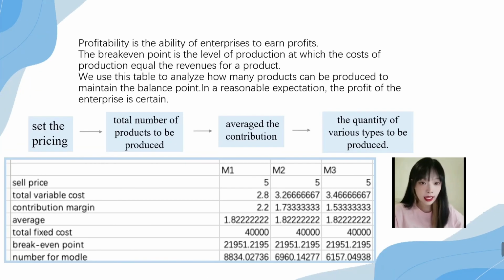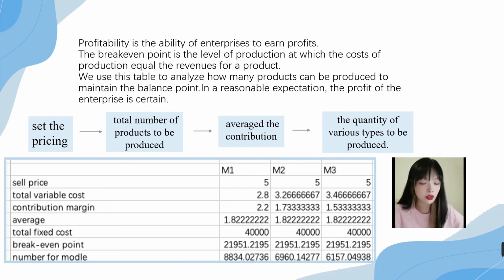Profitability is the ability of enterprises to earn profits. The break-even point is the level of production at which the cost of production equals the revenue of a product. We use this table to analyze how much product can be produced to maintain the balance point. In a reasonable expectation, the profit of the enterprise is certain.